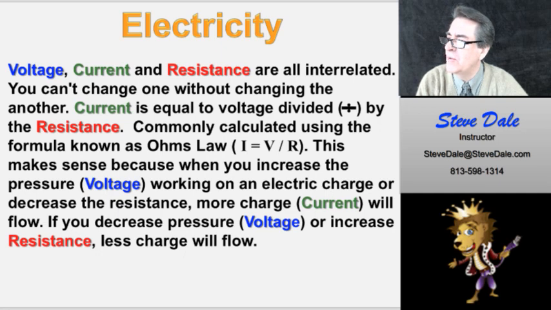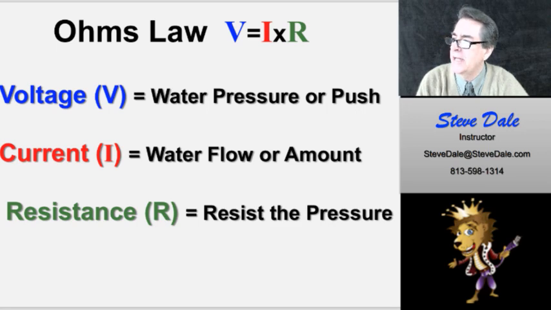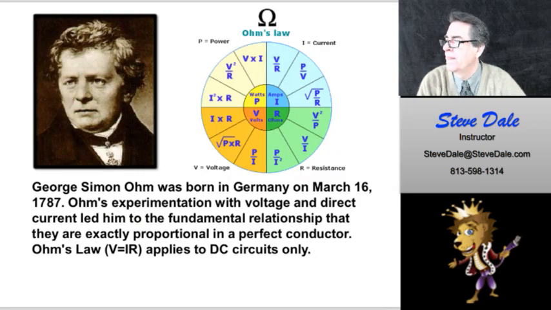This makes sense because when you increase the pressure, the voltage, working on electrical charge or decrease the resistance, more charge or more current will flow. If you decrease pressure, the voltage, or increase resistance, less charge will flow. So here's Ohm's law. Voltage equals I times R. Voltage is pressure. Current is the amount of flow of the electrons through the circuit. And resistance is what restricts the flow or restricts the current.